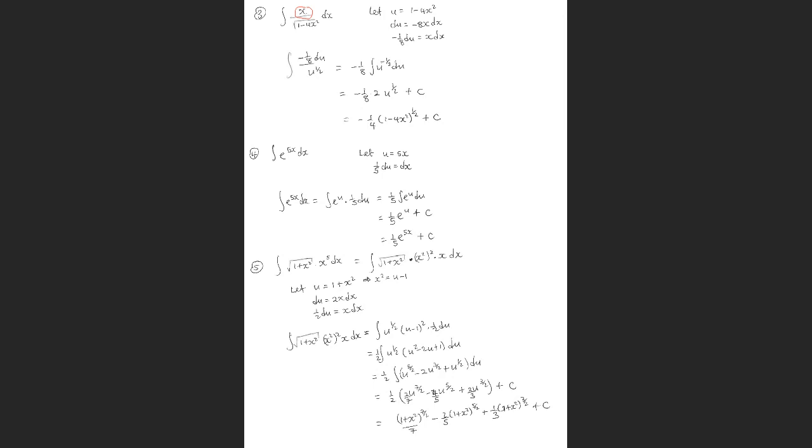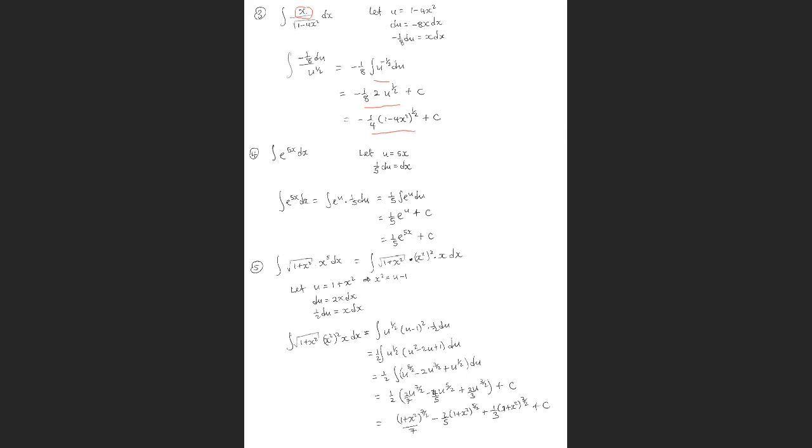Try different possibilities. So in this case, we're going to have minus 1 over 8 u to the power minus half. You apply the power rule of integration, and then substitute back the value of x. For e to the power 5x, that's straightforward, obviously, because you just let u be 5x, right?